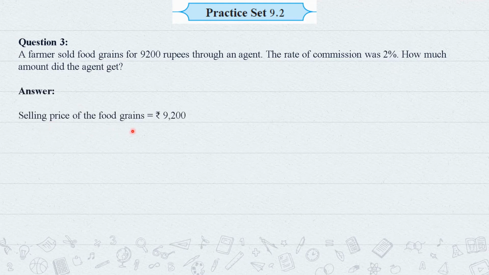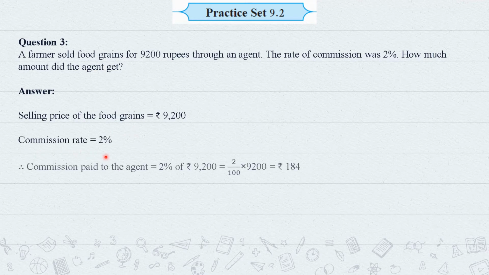Selling price of the food grain is 9,200. Commission rate is 2%. Commission paid to the agent is 2% of the selling price, that is 2% of 9,200. To find 2% of 9,200, you do 2 upon 100 into 9,200, which will give you rupees 184. Thus the commission received by the agent is rupees 184.